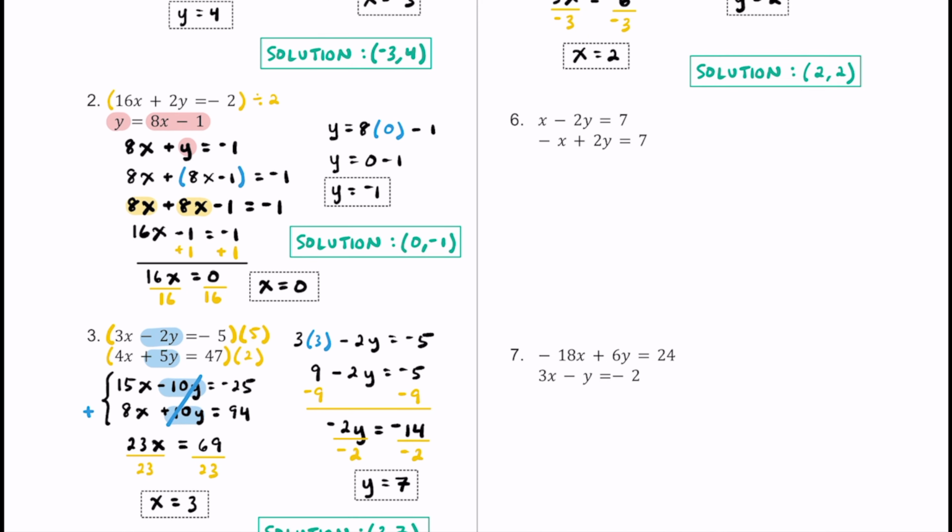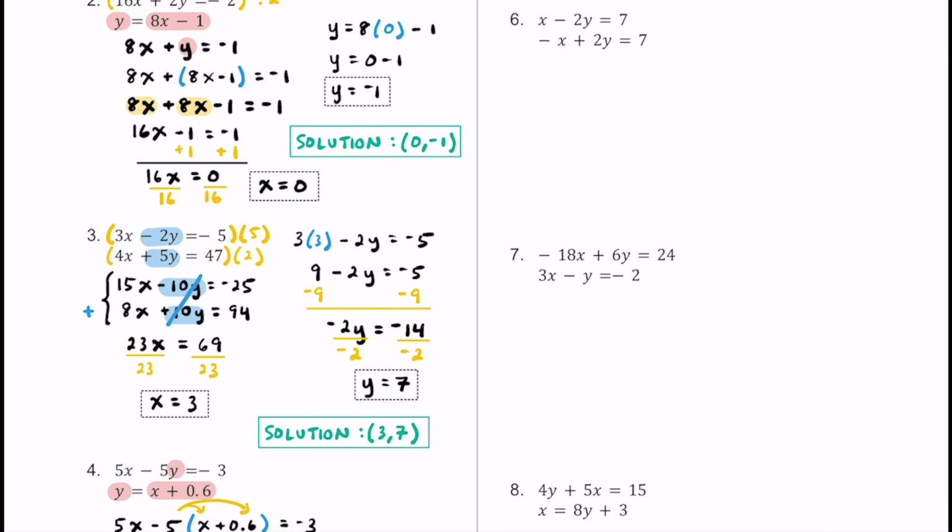Here's number 6. For number 6, we have the equations x minus 2y is equal to 7 and negative x plus 2y is equal to 7. So these two equations look very similar. It's important to notice right away that both equations are in standard form, so elimination is a good candidate here. But also keep in mind that the coefficient for this x is 1, while this coefficient is negative 1, so those could eliminate right away. And this negative 2 and positive 2 coefficients can eliminate right away as well.